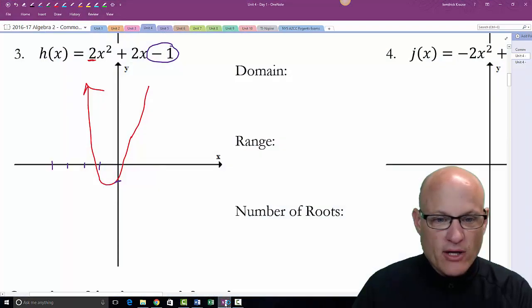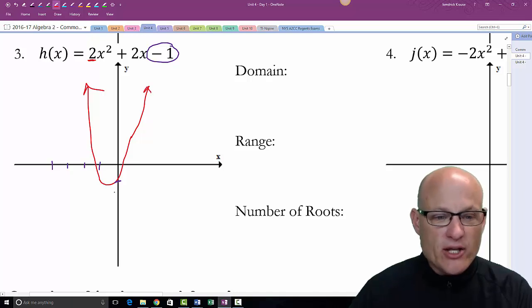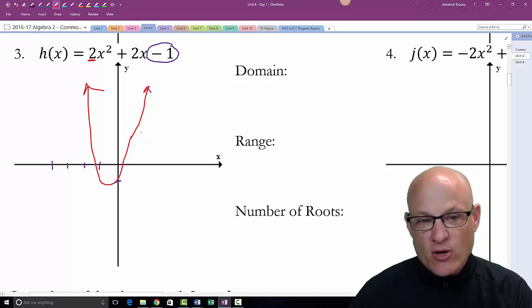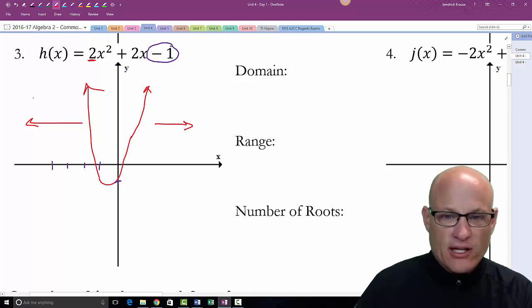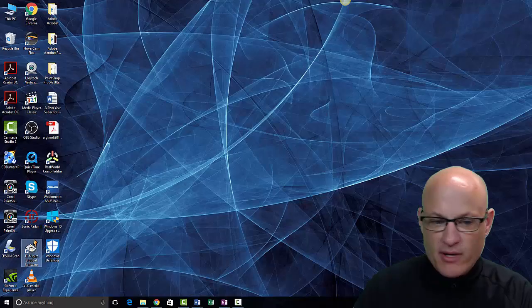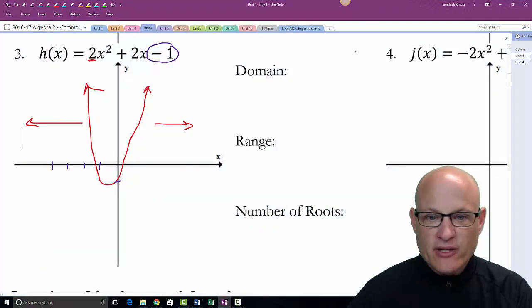Hopefully this works. Anyway, we need to know, for domain and range, I know it's going to look something like this. It is going forever and ever to the right, and forever and ever to the left. So as far as the domain goes, the domain is negative infinity to positive infinity. I know that's going to be true.